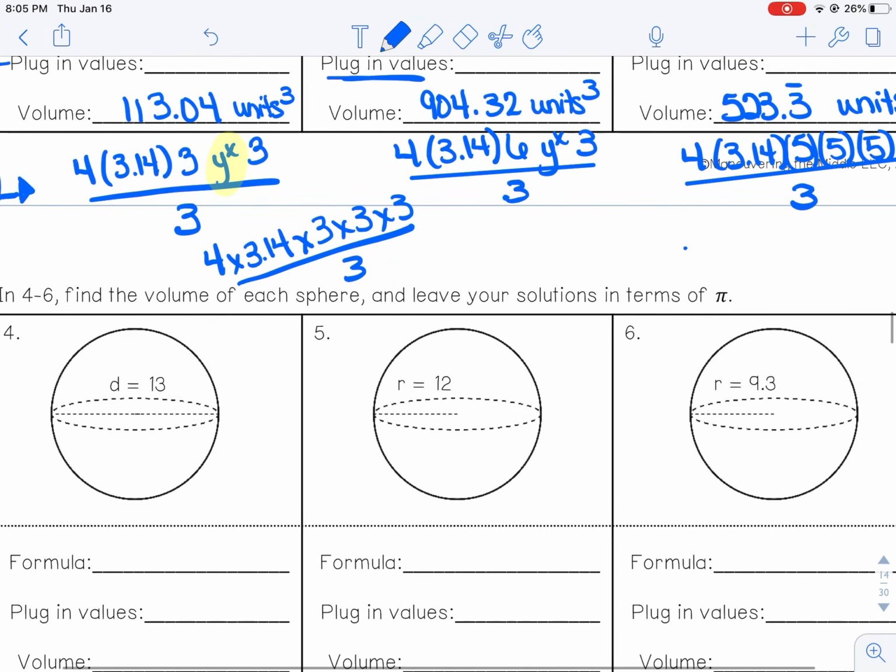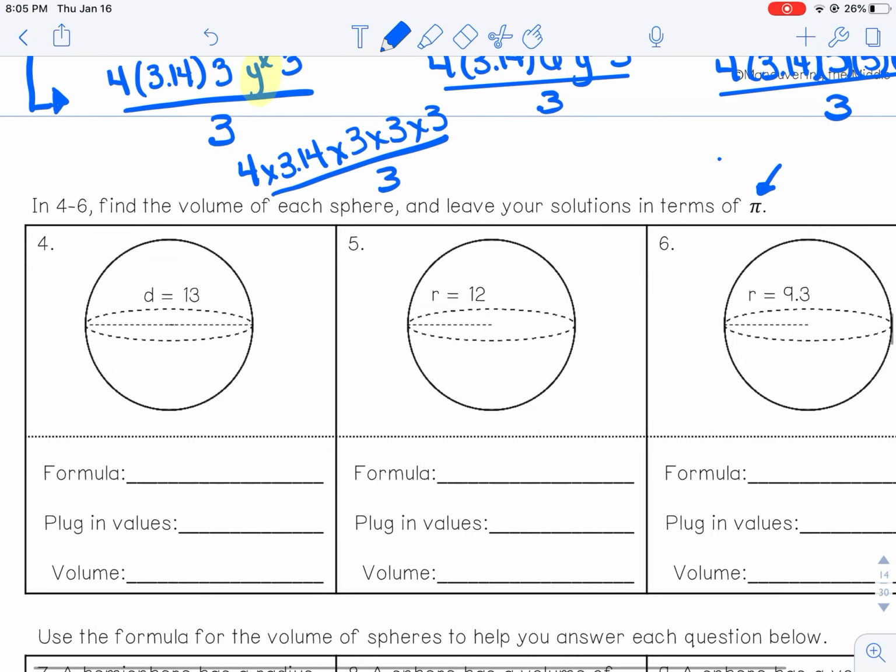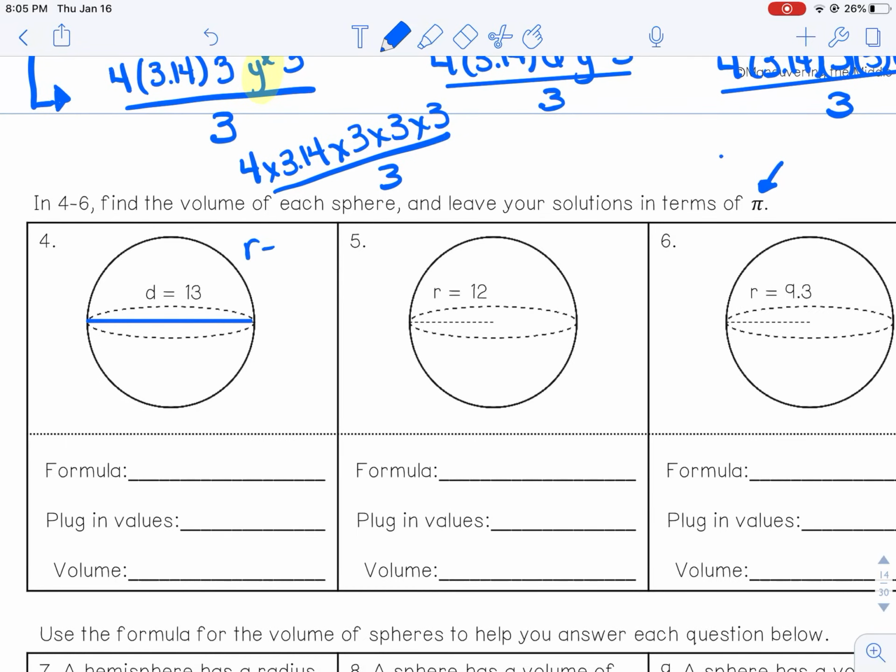Now, 4 through 6, we're going to find the volume of each sphere, but this time we're going to leave our solution in terms of pi. And we did that with 7-1. What that means is we are not going to convert pi to an approximation of 3.14. By leaving it in terms of pi, we're leaving an exact answer. So number 4, the first thing we need to recognize is that they are giving us diameter, and we need to cut that in half. And half of 13 is a decimal, 6.5.